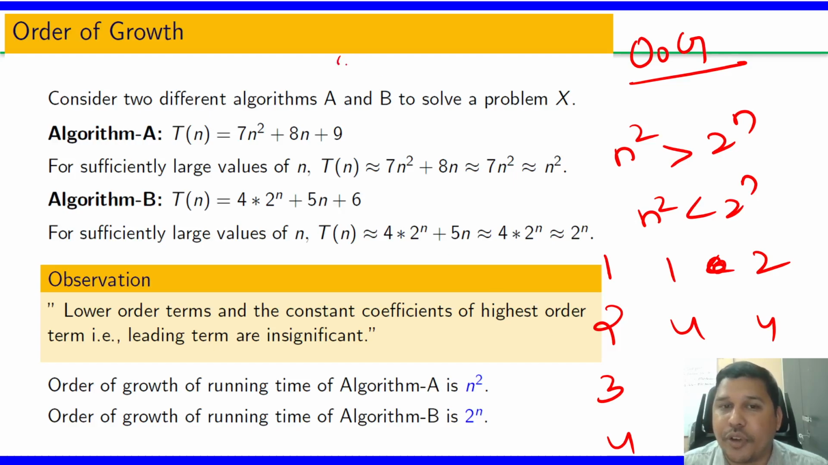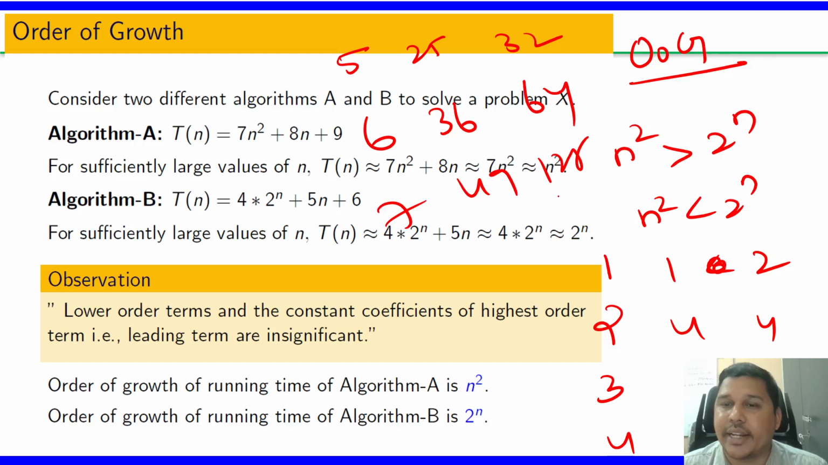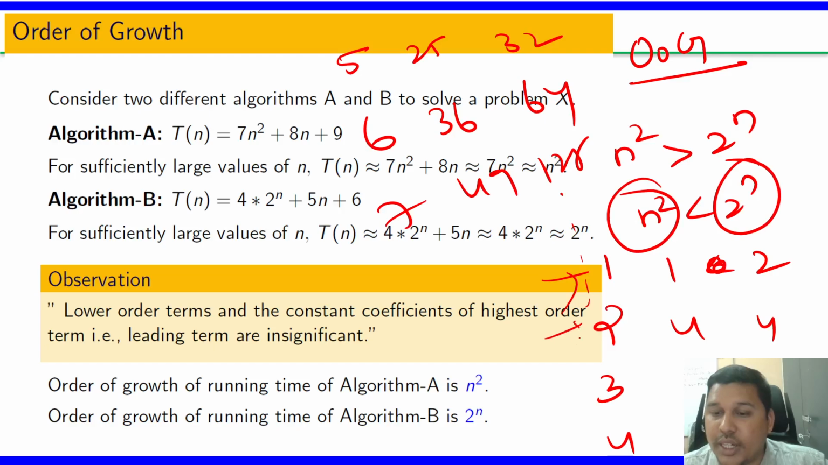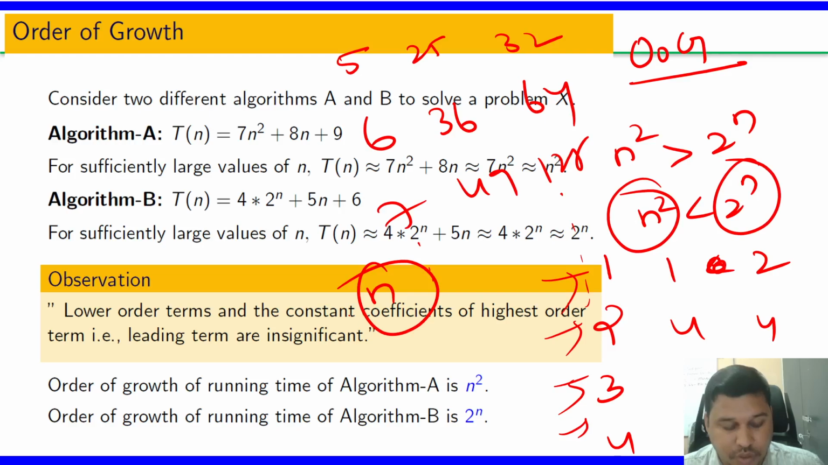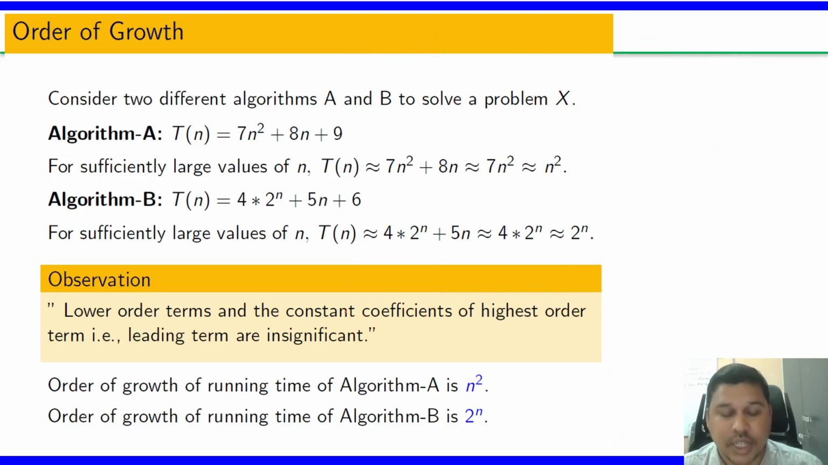Right? If you put 5, then this is 25 and that is 32. Put 6, 6 squared is 36, this is 64. Put 7, 7 squared is 49, this is 128, and so on. So we could see that 2 power n is higher than n square in the majority of the cases. So don't simply check the lower terms. You have to go till some large value of n. Based on that, we can compare and say whichever is best.